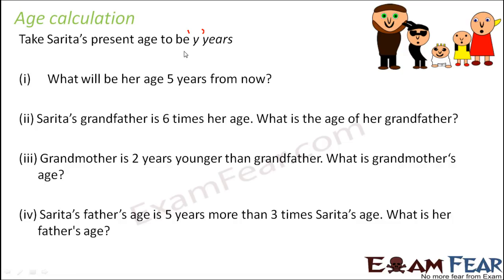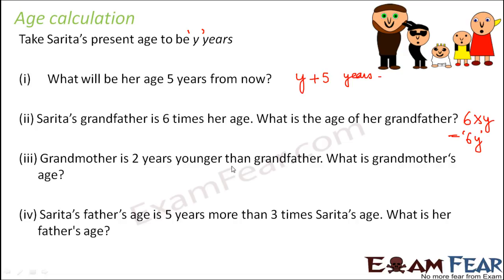If today it is y, after 1 year it will be y plus 1, after 2 years y plus 2, after 3 years y plus 3. So after 5 years it would be y plus 5 years. Sarita's grandfather is 6 times her age. What is the age of grandfather? 6 times Sarita's age, that is 6 into y, which can be written as 6y. So 6y is the grandfather's age.